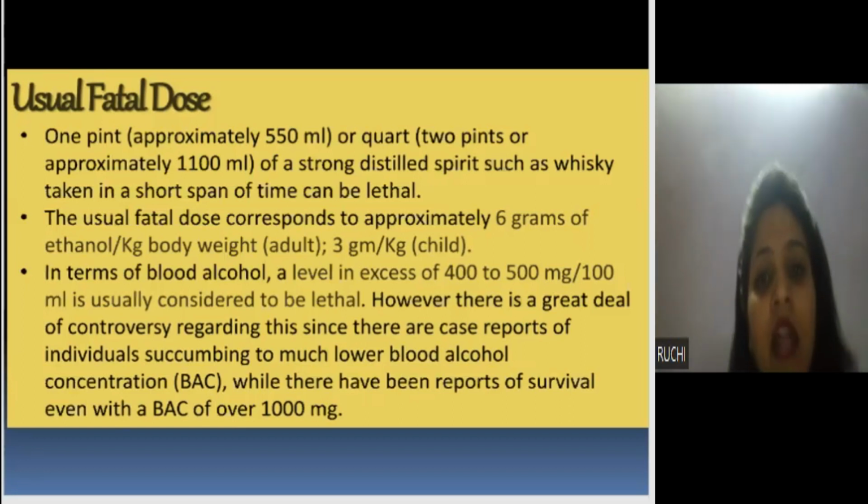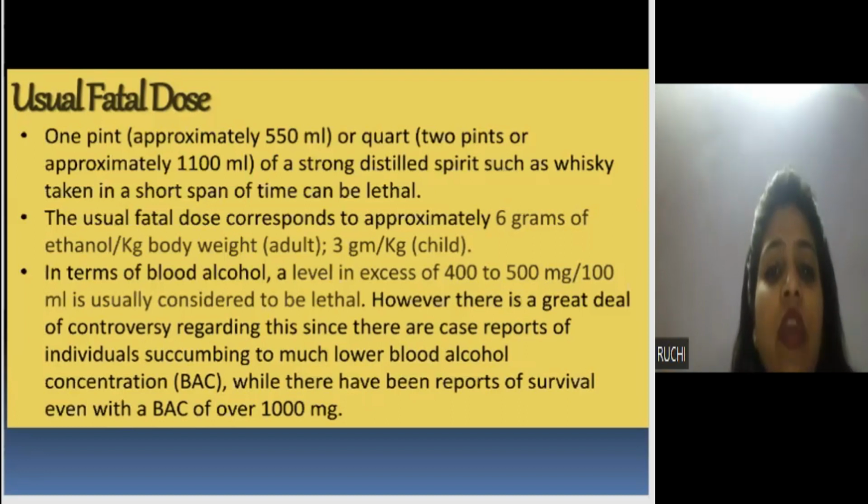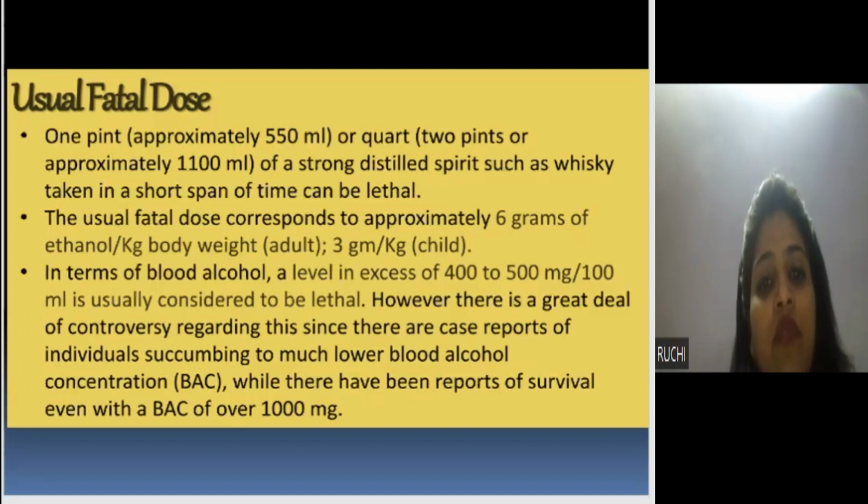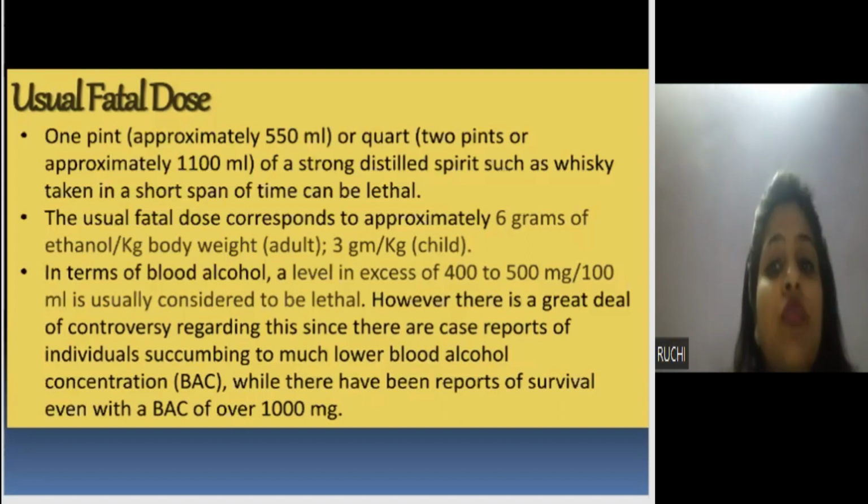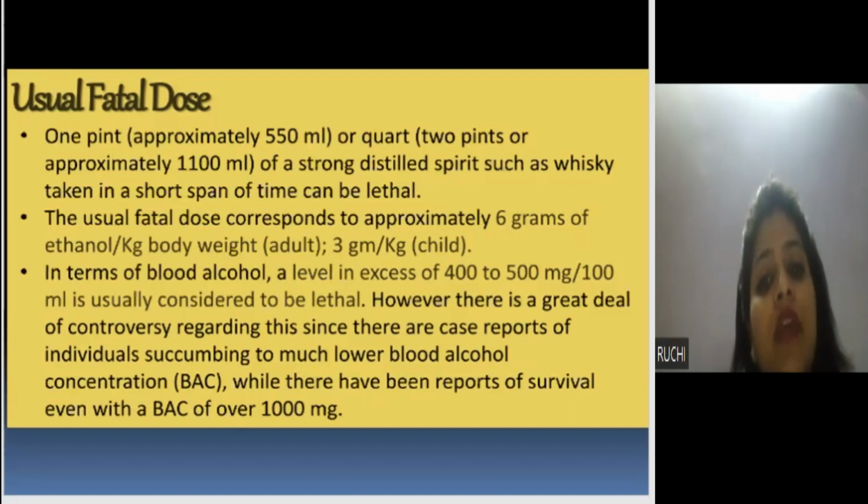BAC, blood alcohol concentration, is another marker with which we can define whether there is an alcohol overdose. A level in excess of 400 to 500 mg per 100 ml is usually considered to be lethal. However, there is a great deal of controversy regarding this, since there are case reports of individuals succumbing to much lower blood alcohol concentrations, while there have been reports of survival even with a BAC of over 1000. So it will depend on the person.